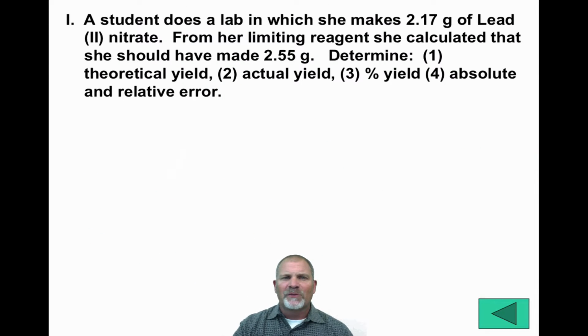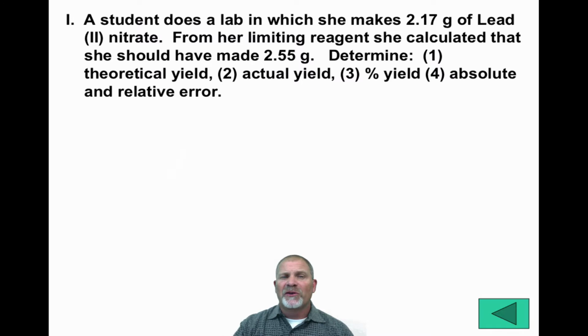The next question asks, what student does a lab in which she makes 2.17 grams of lead(II) nitrate? So right when I know she makes it, that means it's her actual yield. She actually carried out the lab. That's actual yield. From her limiting reagent, she calculated. Key thing, from limiting reagents calculated. That's what we just did. That means my 2.55 is the theoretical yield.